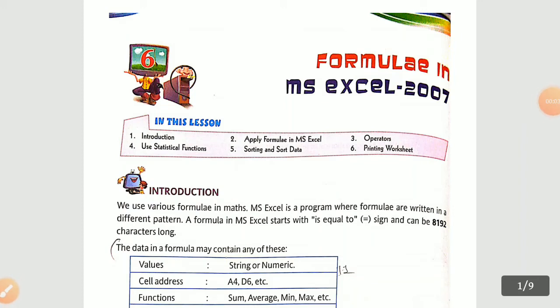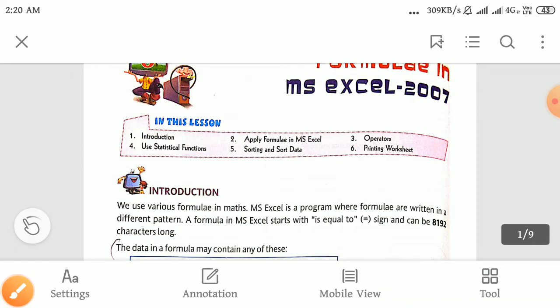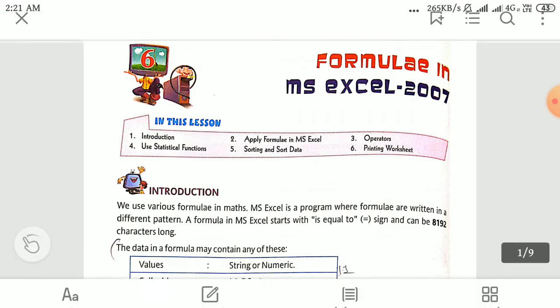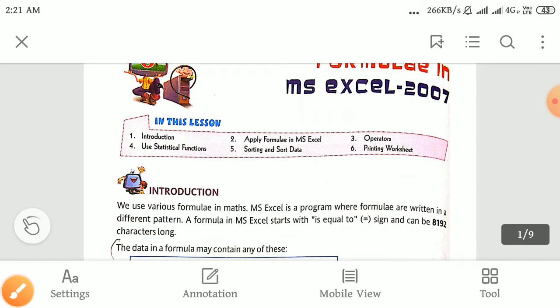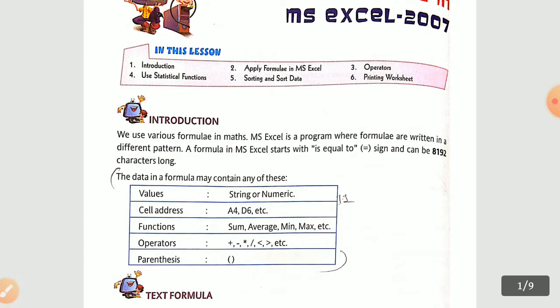Welcome back to the next online class in which we are going to discuss your chapter number 6. As you know, my dear students, this video is for class 7th, right? And we are going to start your chapter number 6, that is Formula in MS Excel 2007. Now, you already know what is Excel 2007, you have already learned about it, right? In MS Excel, we are going to learn everything about your rows, your columns, and particularly your cell.